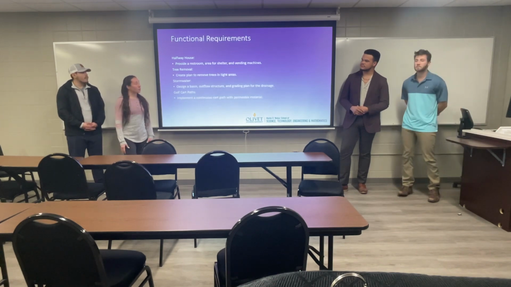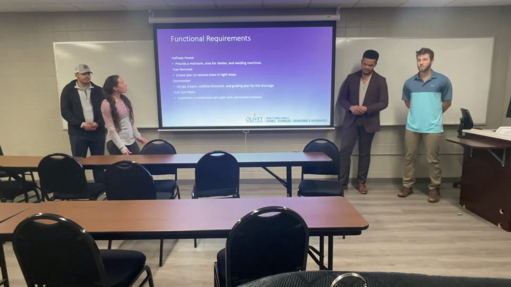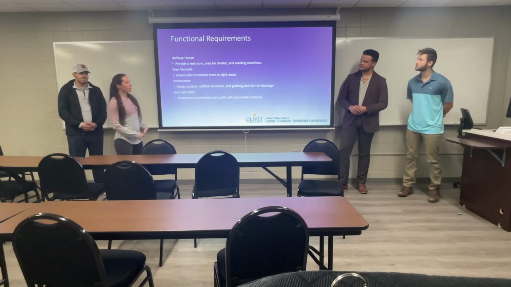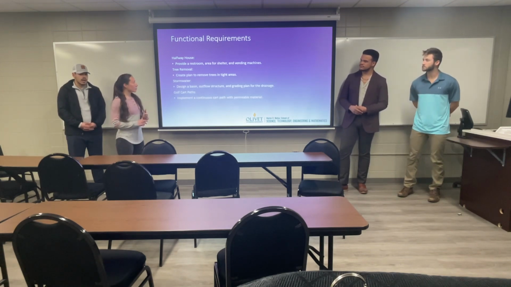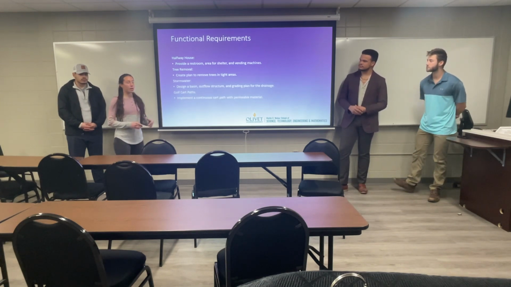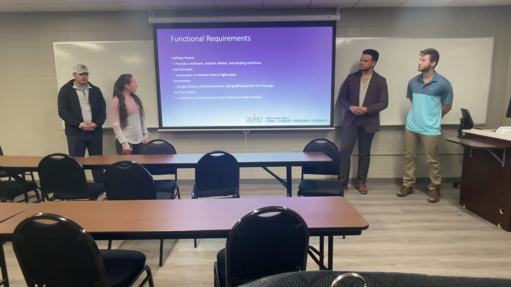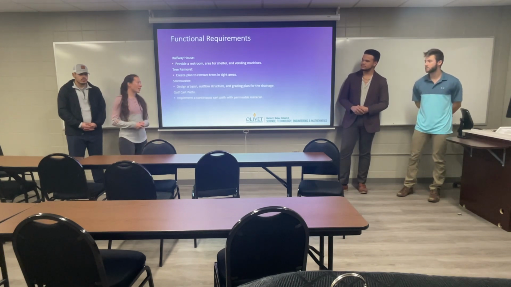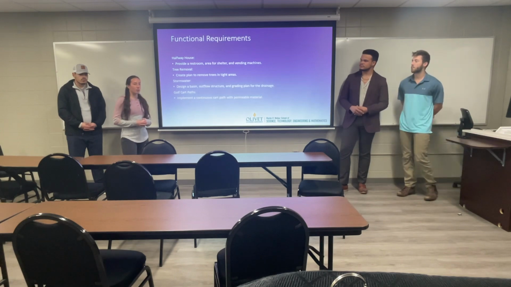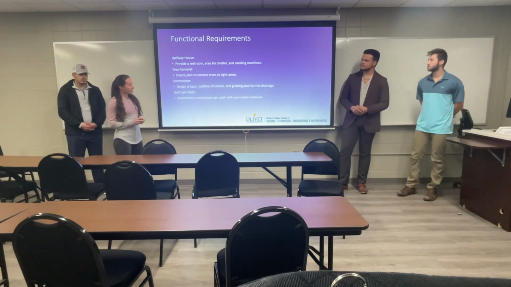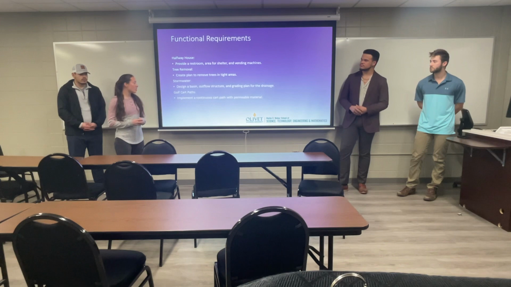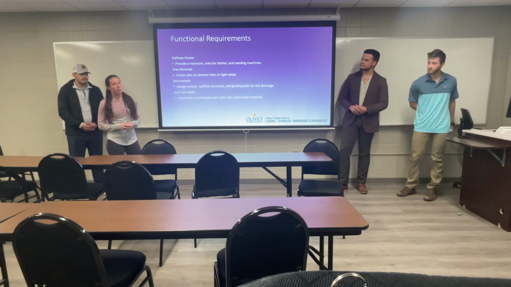So to do this, our functional requirements will be to provide a restroom, an area for shelter and vending machines to improve the halfway house that is currently there. For the tree removal, we want to remove some of the trees in the tight areas so the fairways have more space for playing. For the stormwater, we want to design a basin, an outflow structure, and a grading plan to increase the drainage. And for golf cart paths, we want to implement a continuous path with a permeable material.